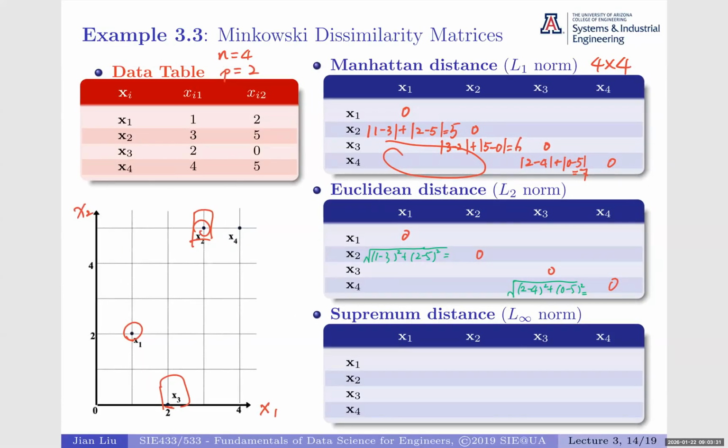So by just taking a look at this visualization, which two has the highest distance? X3 and X4, right? X3 and X4. But in terms of supremum distance, they actually give us a different result.